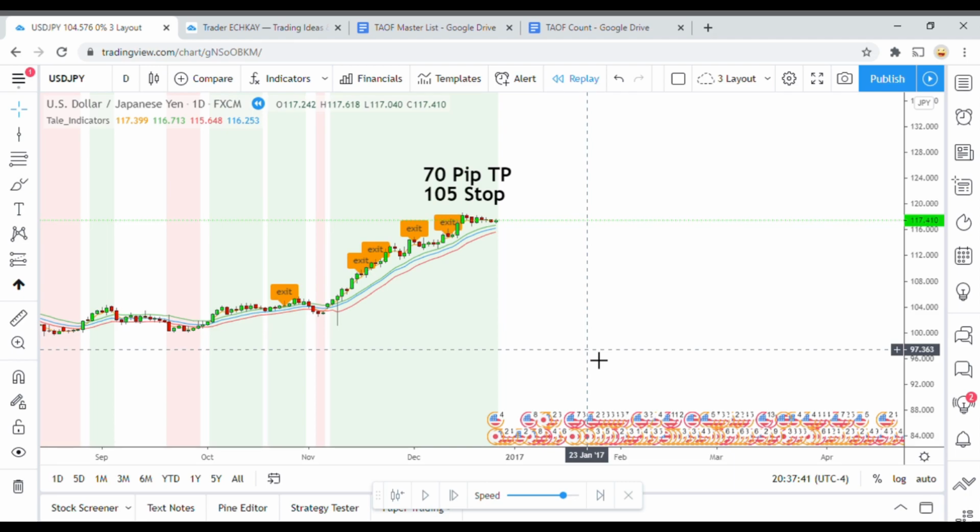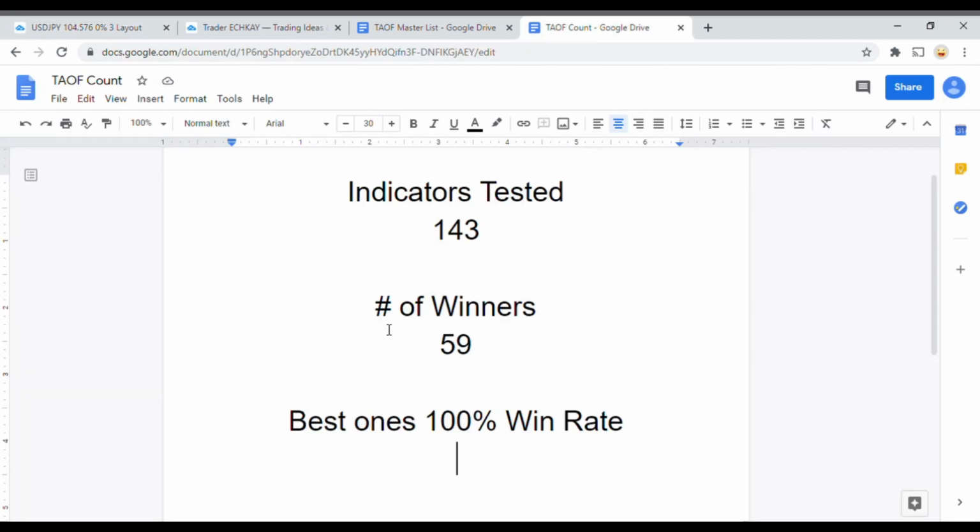All right, as I said, today we will be testing the TEL indicator. But before we do, I wanted to put the indicator scoreboard up for everyone to see. So to date, we have tested 143 indicators. And out of those 143 indicators, 59 of them have been winners, which means that they have met or exceeded the 60% win-loss ratio threshold that we have set for them. The best ones so far were able to achieve a 100% win rate.